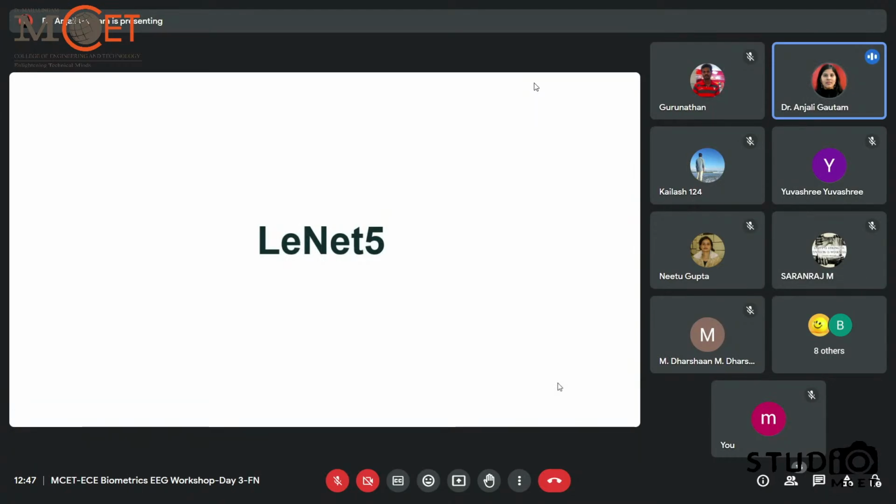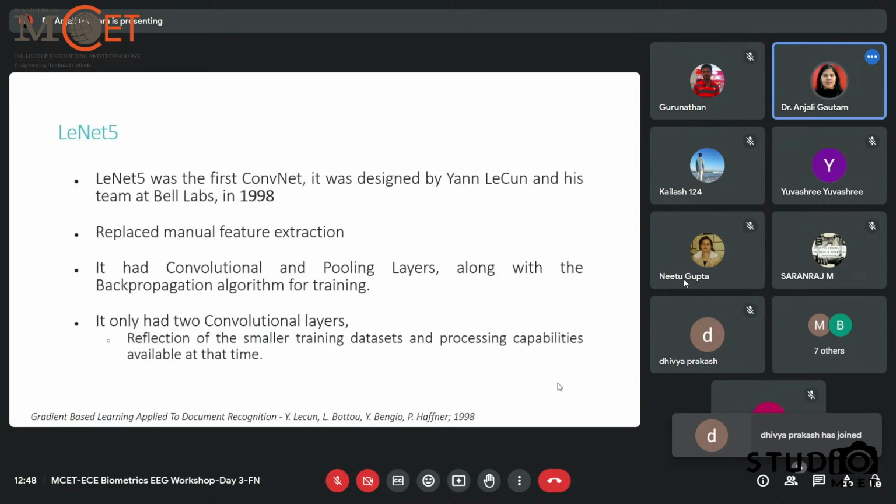Now after this, let's come to the first architecture, that is LeNet-5. I don't know whether many of you have heard about it or not. It is the first architecture which used the convolutional neural network. And just see when it was developed: it was developed in 1998, and today it is 2023. It was developed by Yann LeCun at Bell Laboratories, where they were working. This is the first architecture which replaced the manual task of feature extraction.